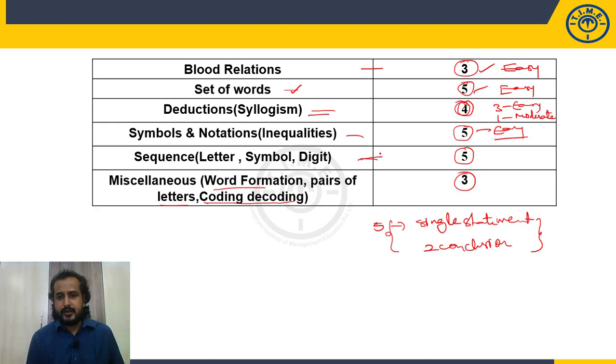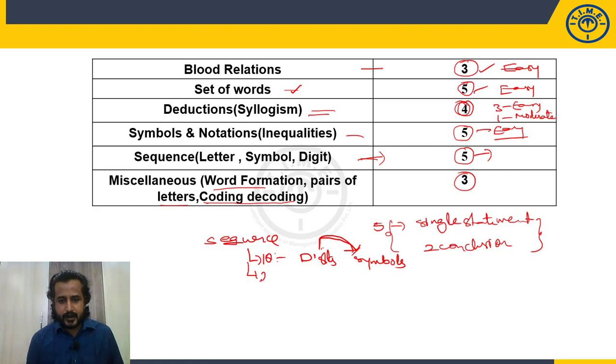Next, there is one set given: sequence, letter, symbol, digit combination. Letters are given, symbols are given, digits are given, and below this 5 questions are given. Now let me discuss what those 5 questions are. We have information regarding 4 questions. Let me discuss the 4 questions. In the sequence, one question is: how many digits are there which are immediately followed by symbols? It is one question. And the second question: how many symbols are there in the above sequence which are immediately preceded by a symbol and immediately followed by a digit?